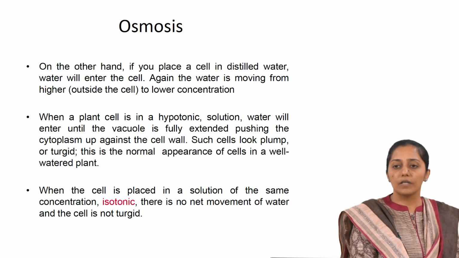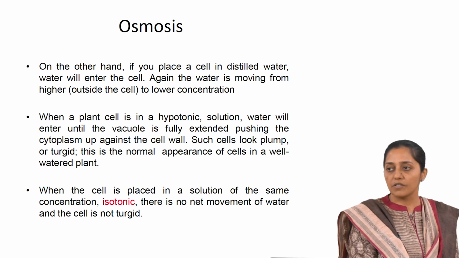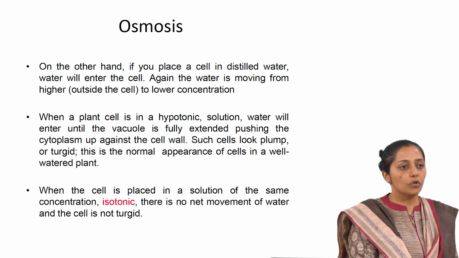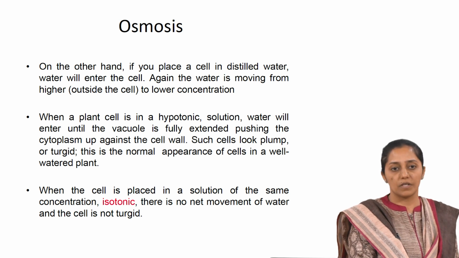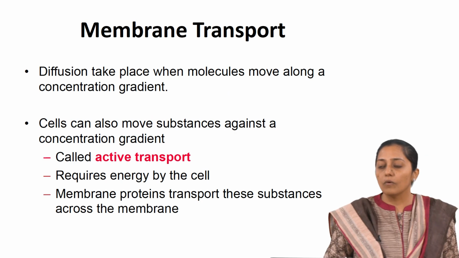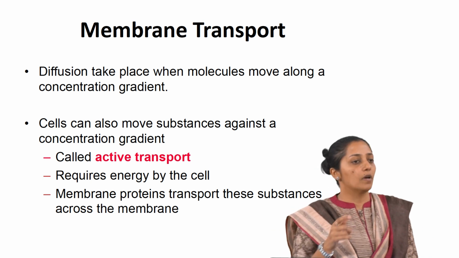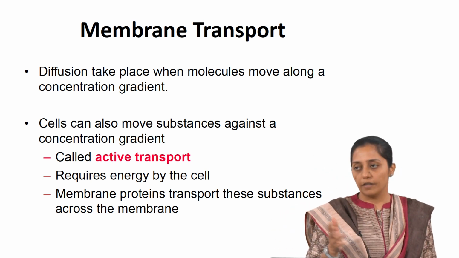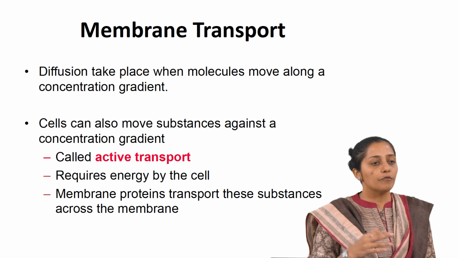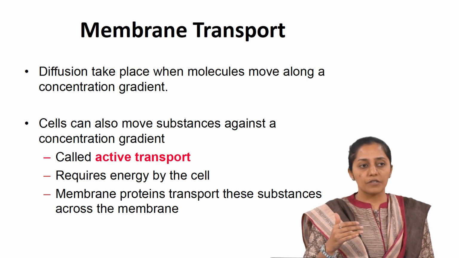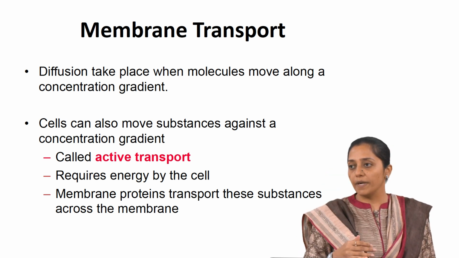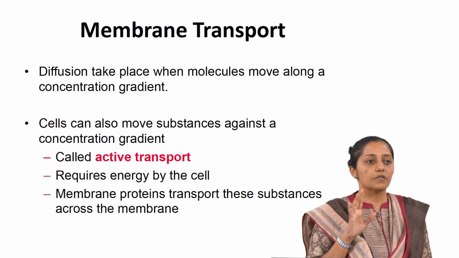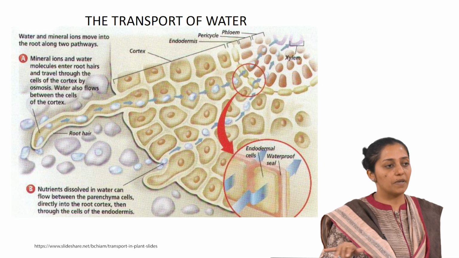In an isotonic solution, nothing would happen because there is no concentration gradient. Both inside and outside, the concentration of the solutes is the same. So, now where do you think active transport happens? For water, it is mainly diffusion, and for minerals and salts and for phloem movement of sugars, it is active transport. This is how it takes place in roots.